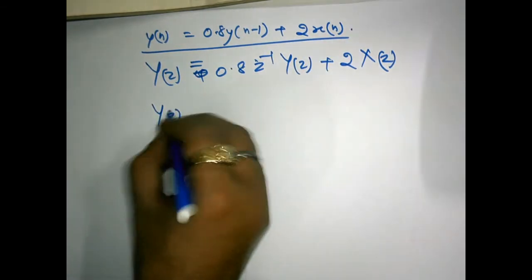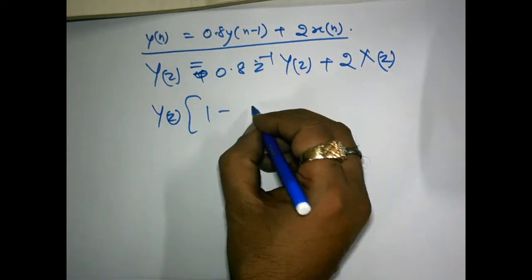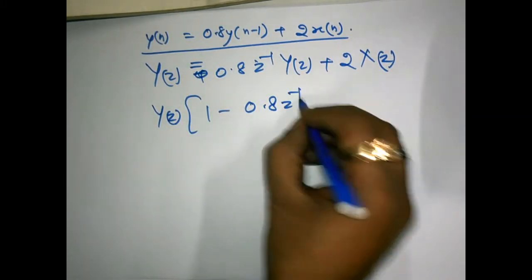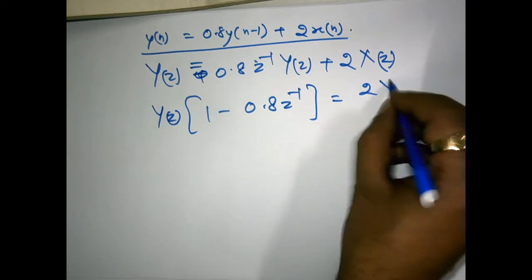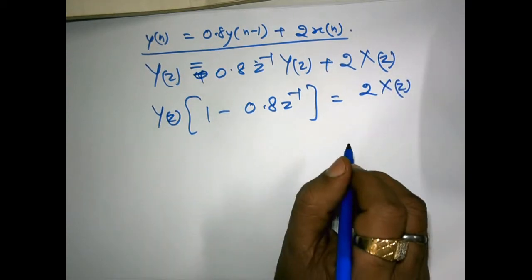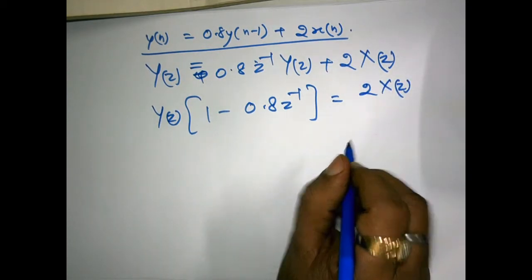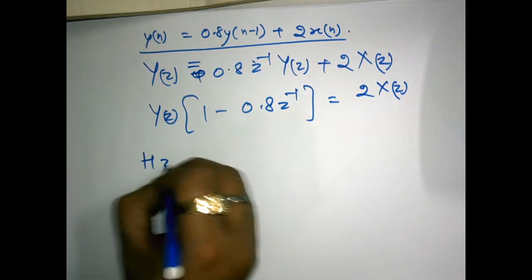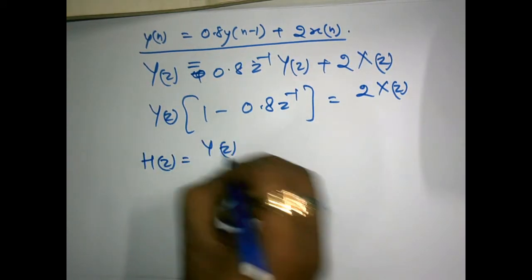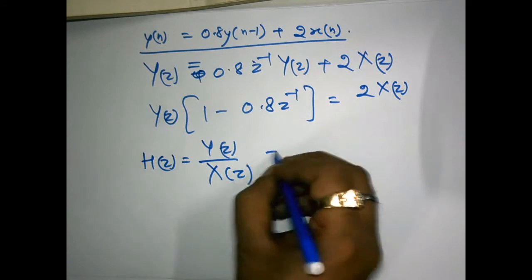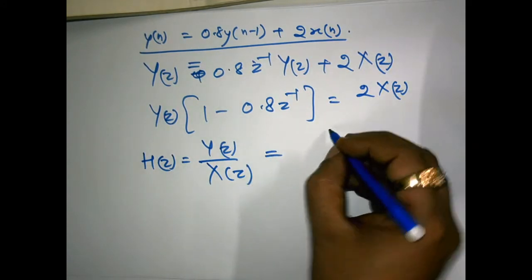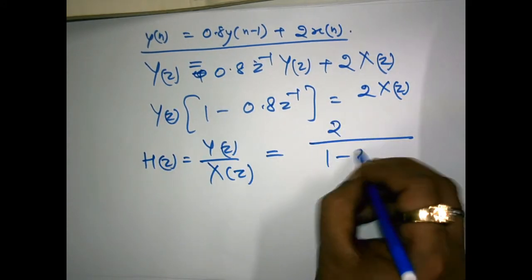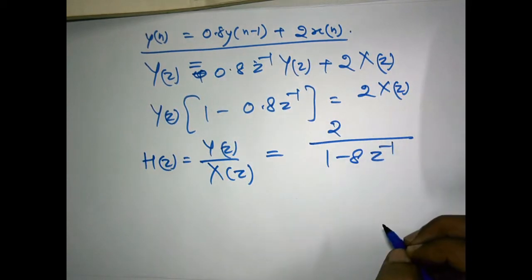So this will be equal to Y(z) times 1 minus 0.8 z inverse equals 2 X(z). Now Y(z) over X(z) is H(z). So H(z) is equal to Y(z) over X(z). This happens to be equal to 2 over 1 minus 0.8 z inverse.